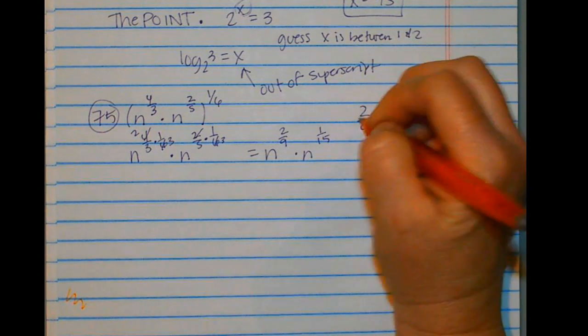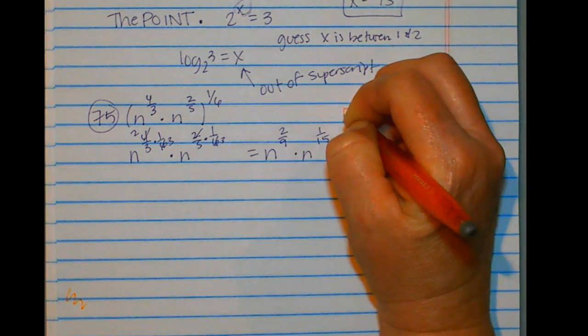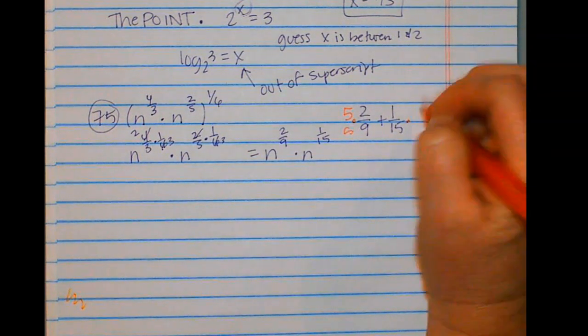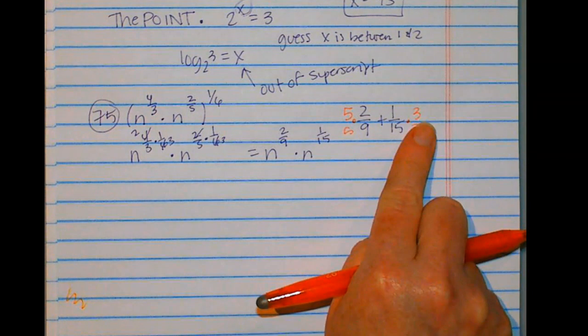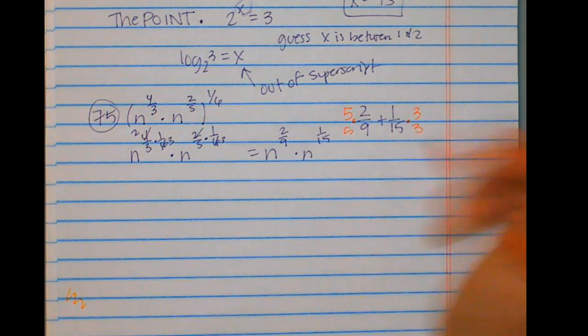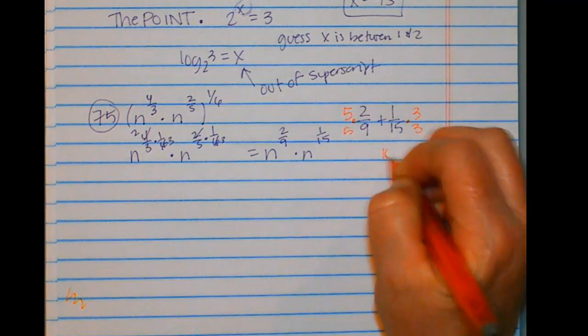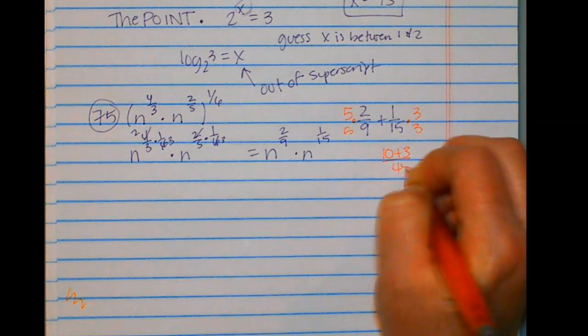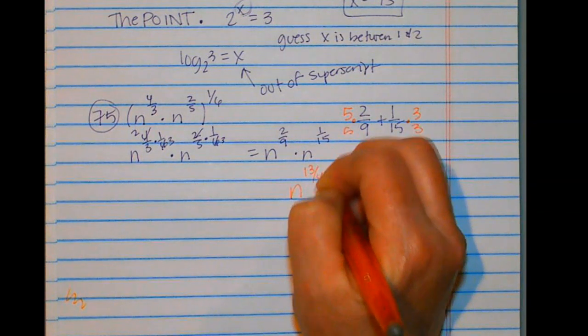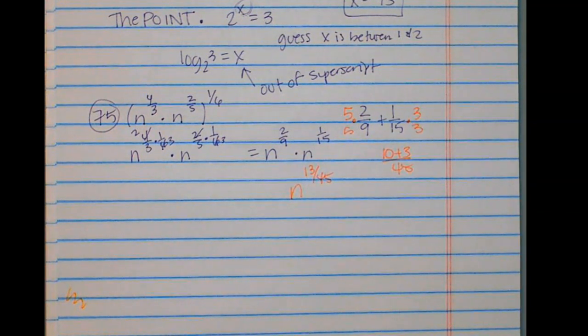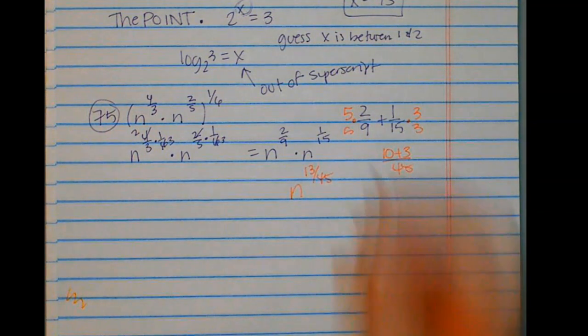45. So this one needs a 5. This one needs a 3. So I've got 10 plus 3 over 45. How about that? So I have n to the 13 over 45. 75. Yep. Yay, that was the answer.